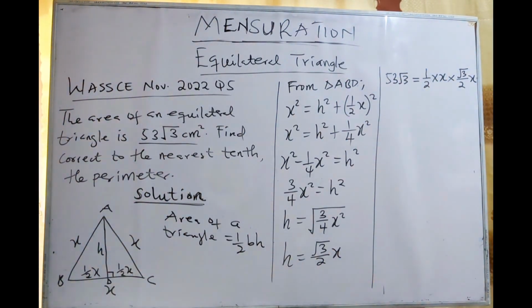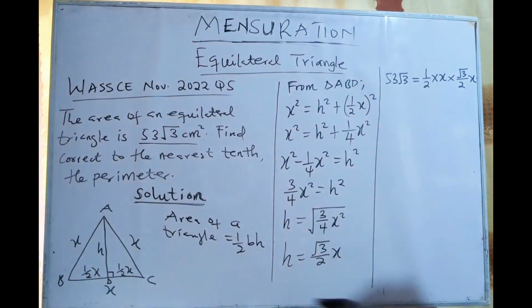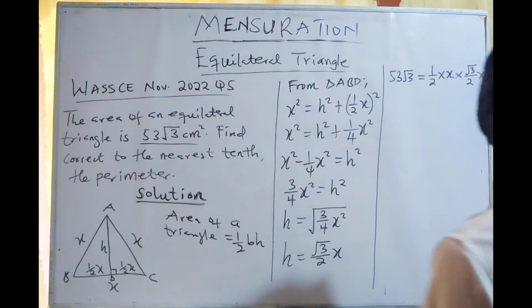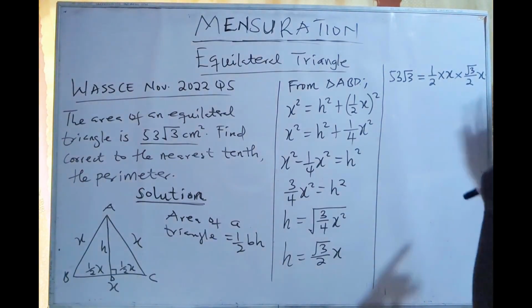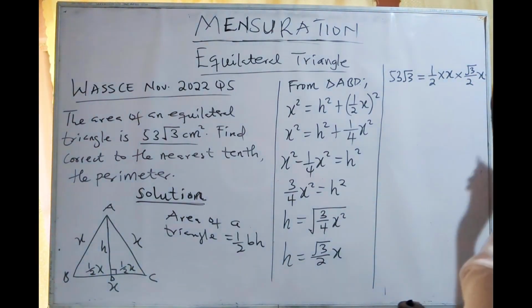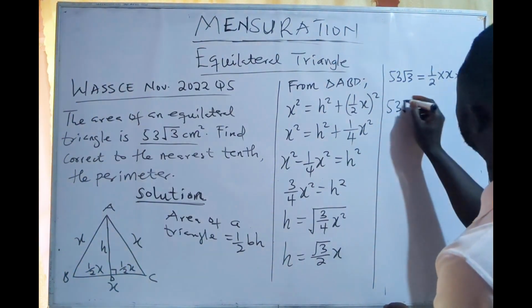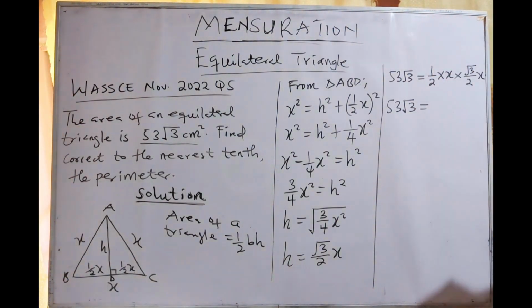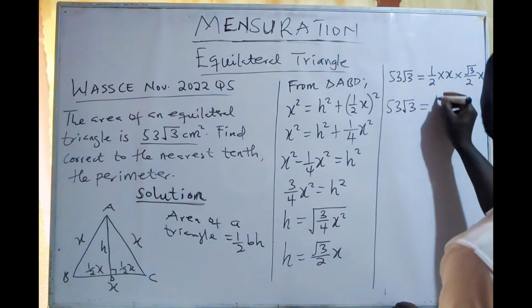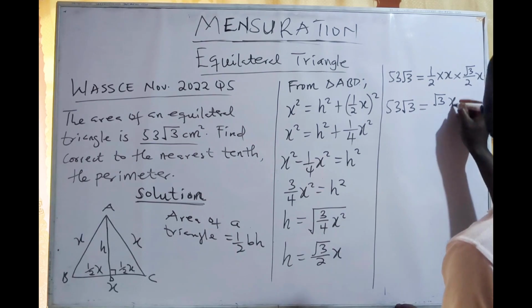So we have half times the base, x, times the height, root 3 on 2 x. Okay, now we can multiply and we get our x. So we have 53 root 3 equal to 1 times x times root 3 times x. So x times x will give me x squared. So my numerator is going to be root 3 x squared.